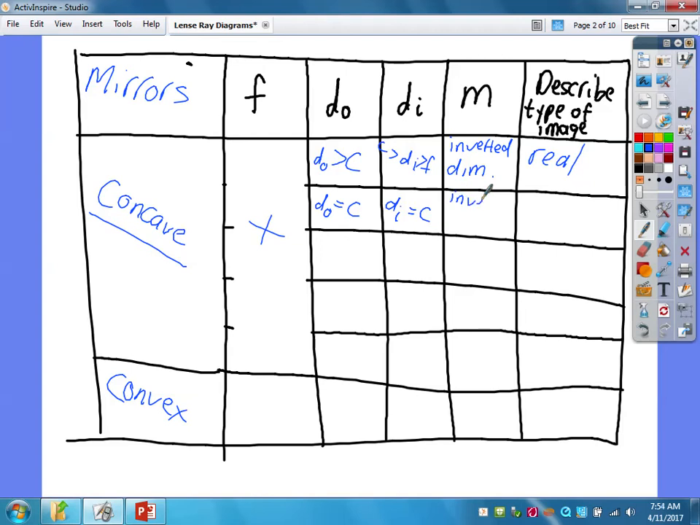You are inverted, but same size. All right, and then again, it is real.